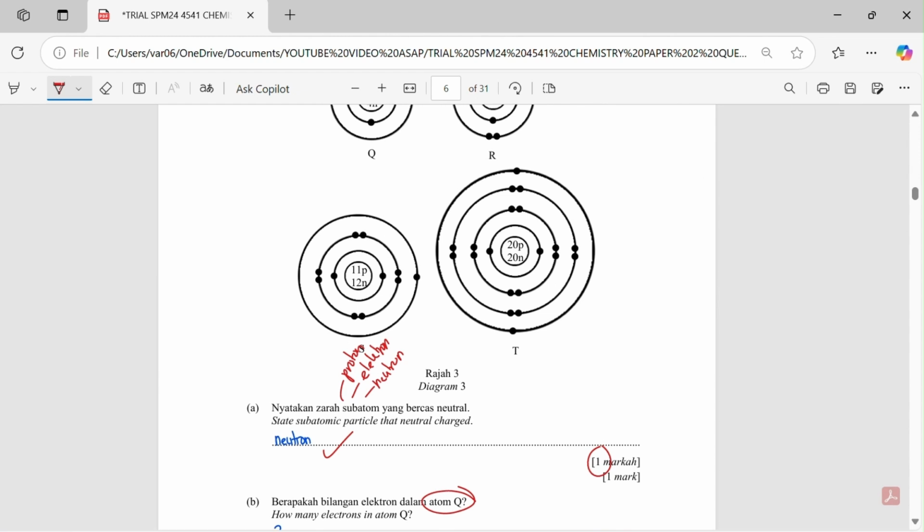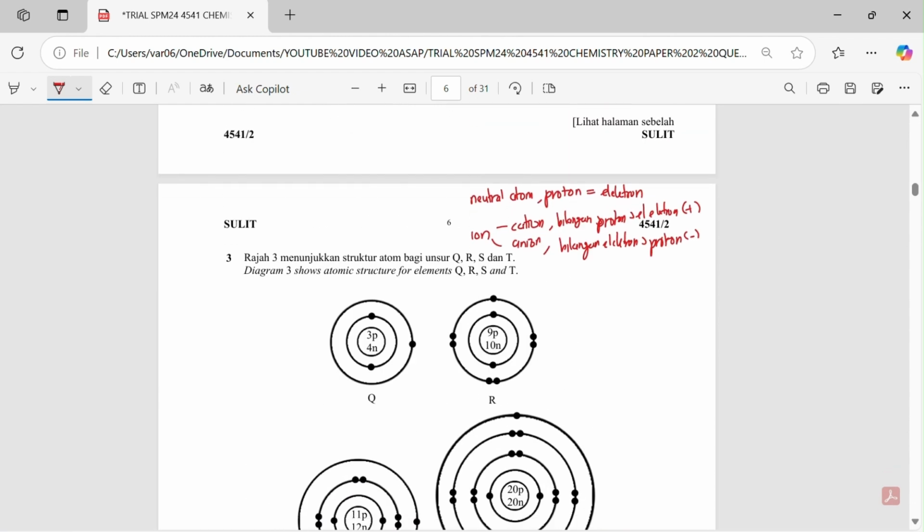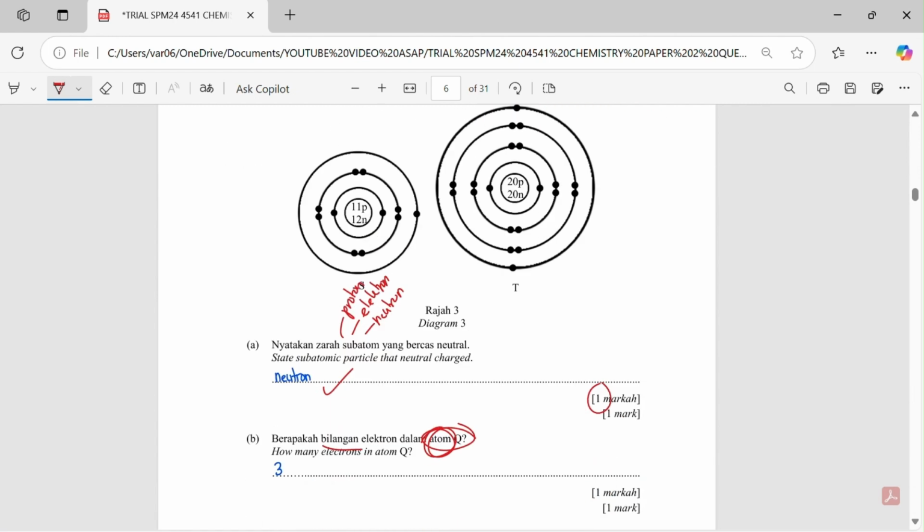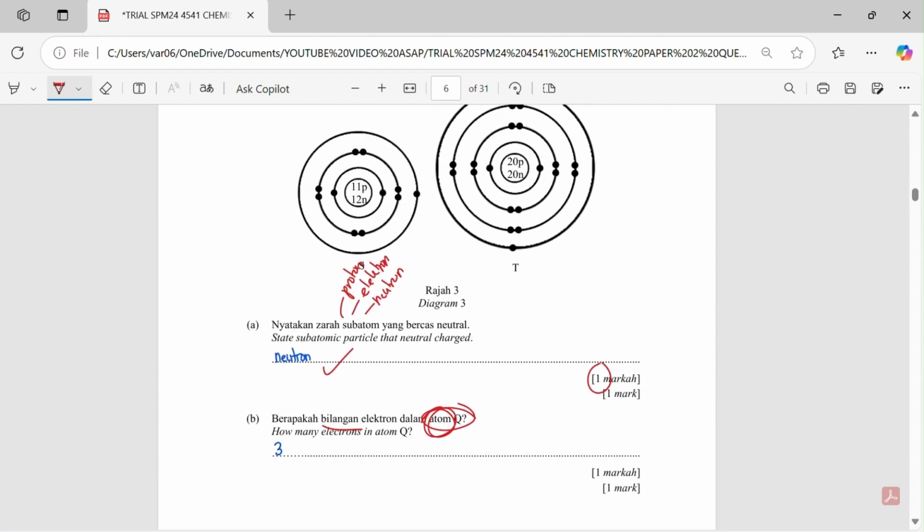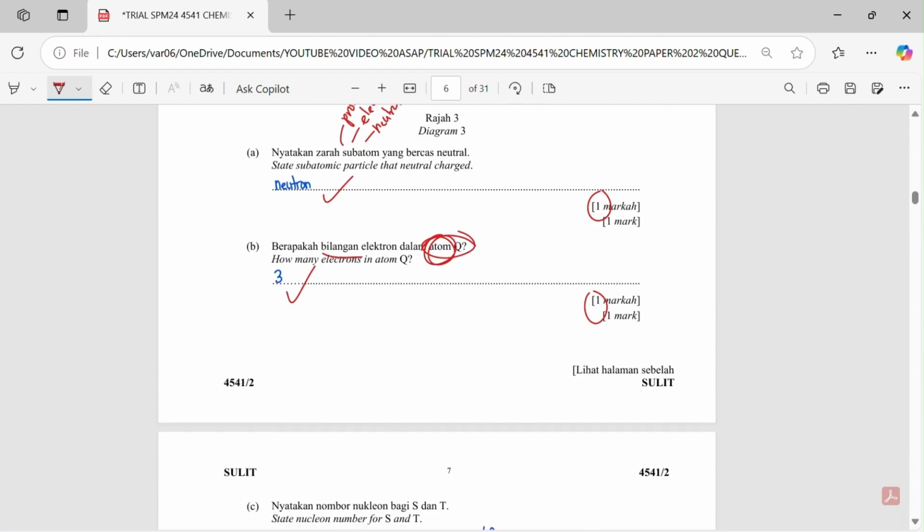So back to the question, berapakah bilangan elektron dalam atom? So as I said, for atom, bilangan proton sama dengan bilangan elektron. So you will get 3 electrons. Okay, 1 mark there.